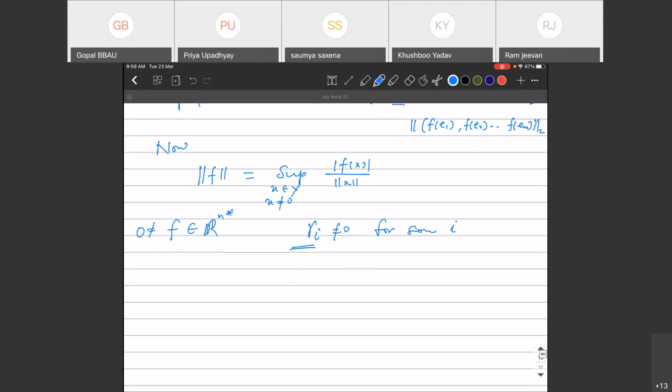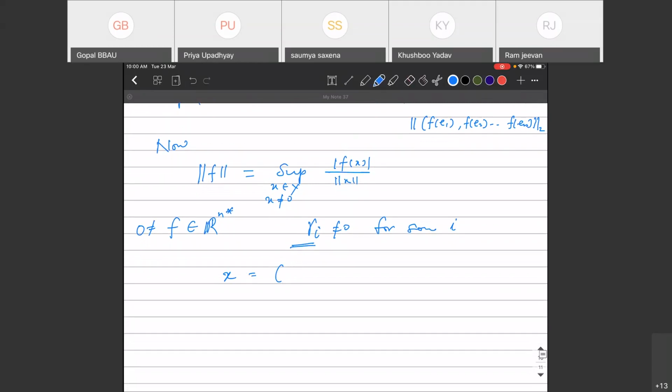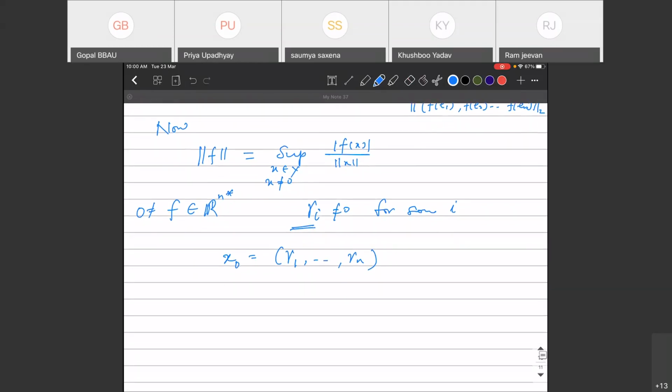Now choose x like this. x_0 is gamma_1 to gamma_n, where some gamma_i is non-zero. Then mod f(x_0) by norm x_0 is less than or equal to the norm of f, because the norm of f is the supremum over all such x. Correct?